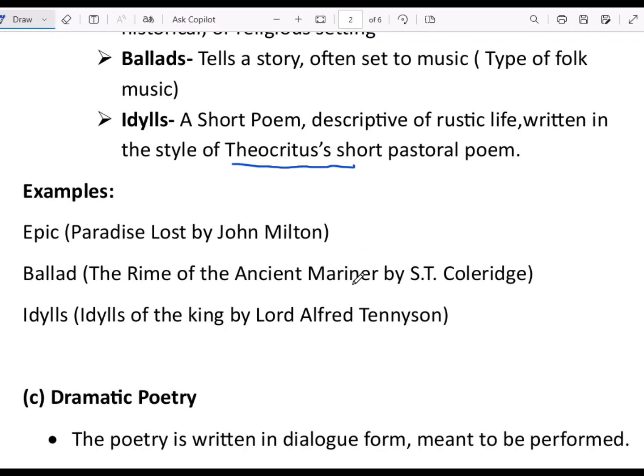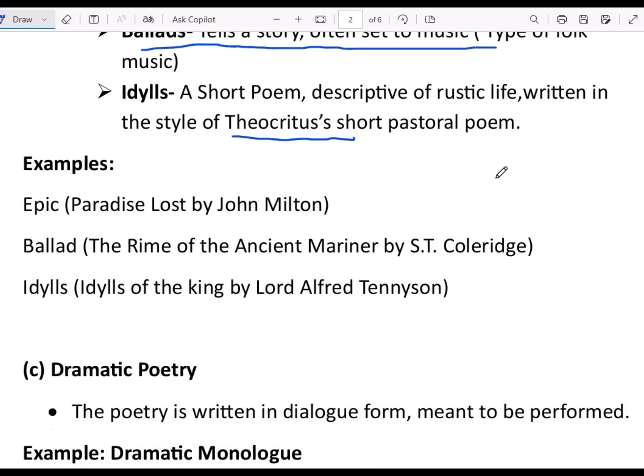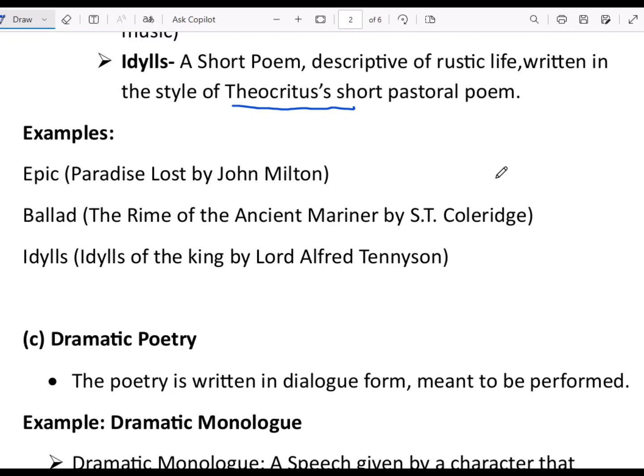And if you have read John Milton's Paradise Lost, you must know that this is considered an epic. And for the ballad, one of the examples was Rime of the Ancient Mariner by S.T. Coleridge, because we learned in the characteristics of ballad that it tells a story that is often set to music. And if anyone of you has read Rime of the Ancient Mariner, you must know that it is a dramatic way of storytelling, a dramatic mode of telling a story.